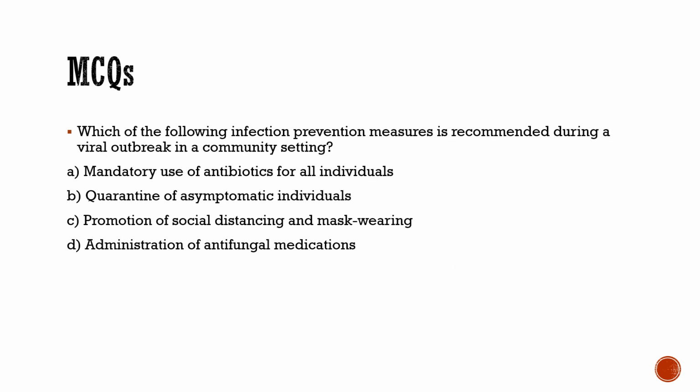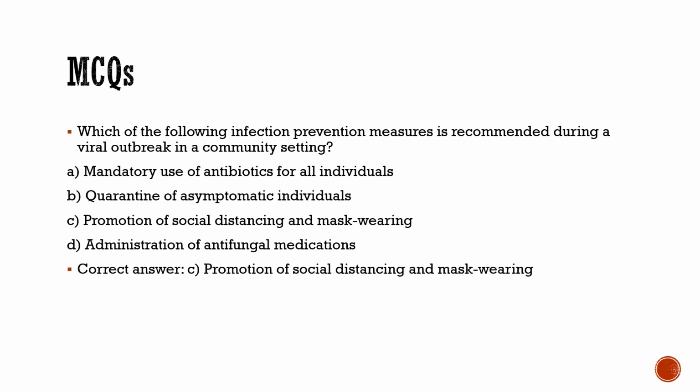Which of the following infection prevention measures is recommended during a viral outbreak in a community setting? A. Mandatory use of antibiotics for all individuals. B. Quarantine of asymptomatic individuals. C. Promotion of social distancing and mask wearing. D. Administration of antifungal medications. Correct answer is C. Promotion of social distancing and mask wearing.